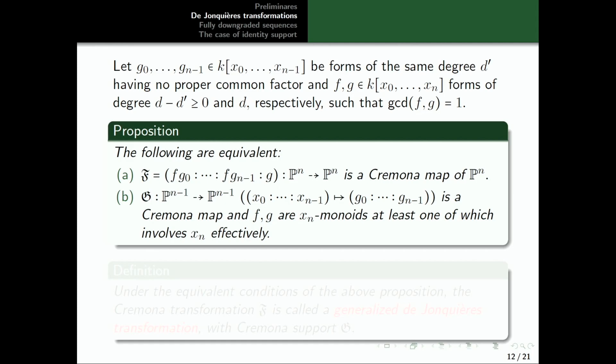The rational map with these coordinate functions is a Cremona map of Pn if and only if the rational map in Pn-1 given by the coordinate functions G0 to Gn-1 is a Cremona map, and F and G are Xn-monoids, at least one of which involves Xn effectively. Okay?